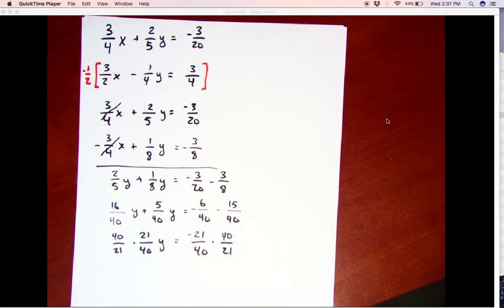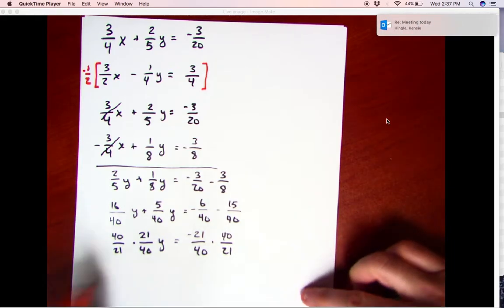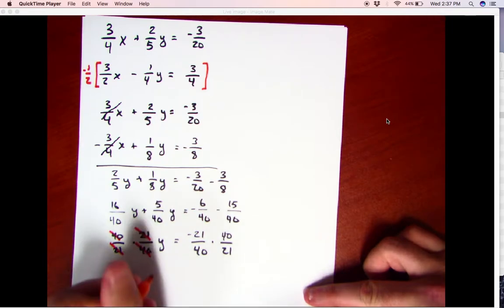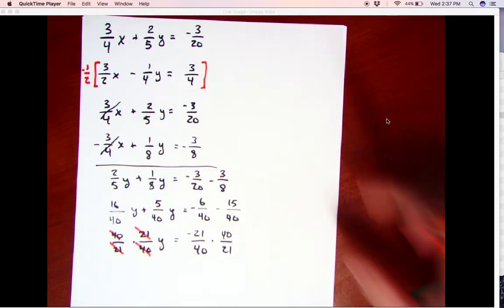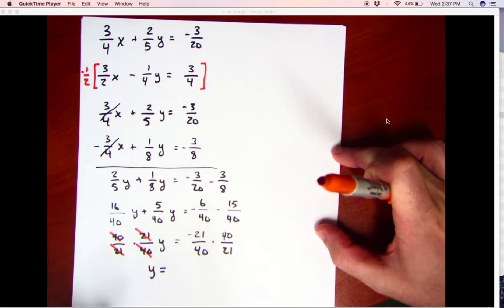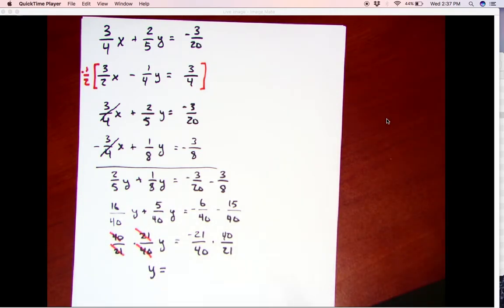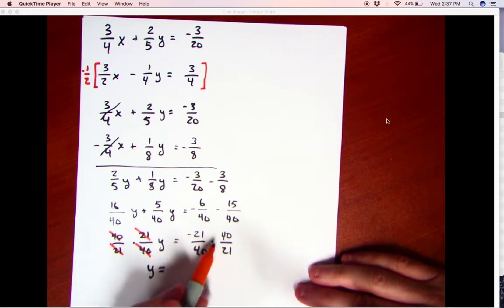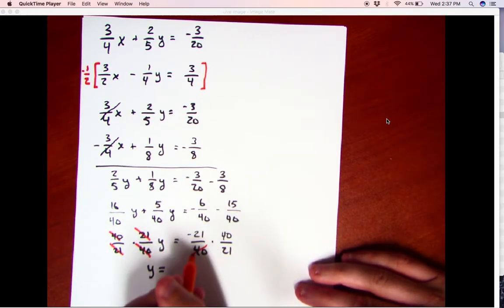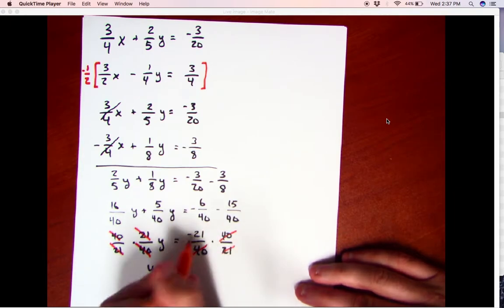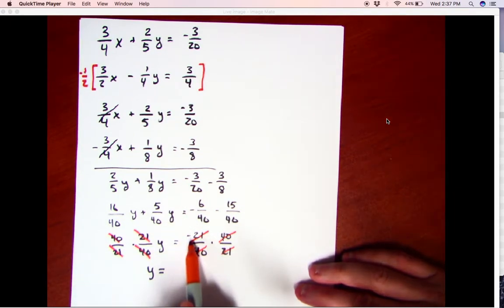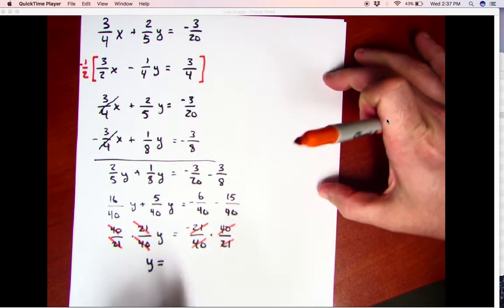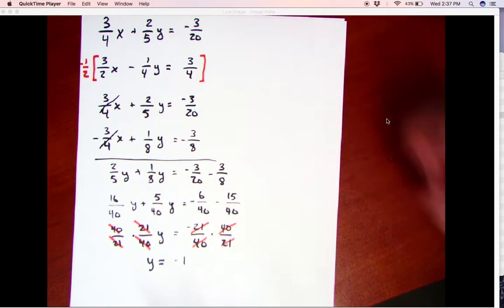So now 40 over 21 reduces with this 40 and 21 here. So we would have y equals negative 21 over 40 times 40 over 21. Well, these 40s cancel out, and these 21s cancel out, but you're still left with that negative sign. So in other words, when everything cancels out, all you're left with is a negative 1 for your y value.